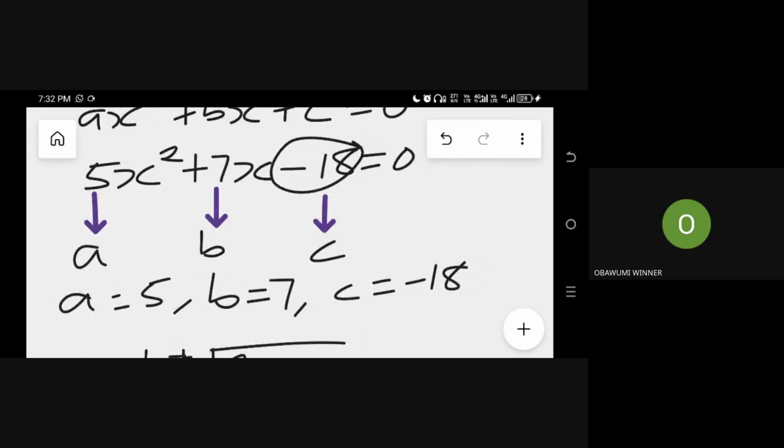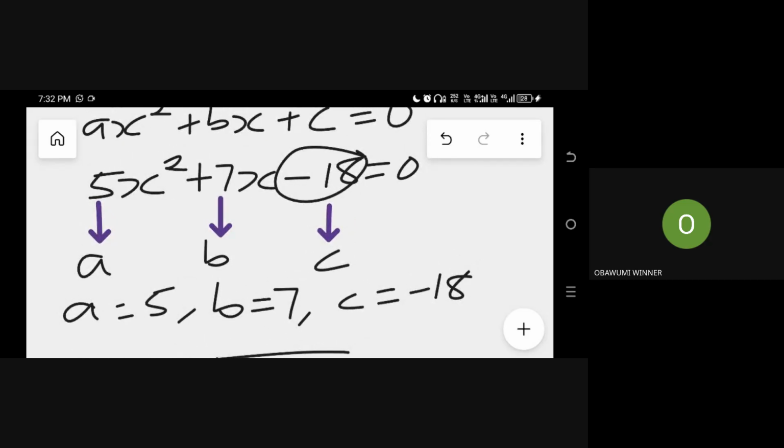Okay. If you look at this one I did here, you see that C was minus 18. So I did not just write 18. When you're picking numbers, always pick the number together with the sign. This one here, A was 5, that's plus 5, which is the same as 5. B was 7, which we have there. C, the constant, is minus 18.